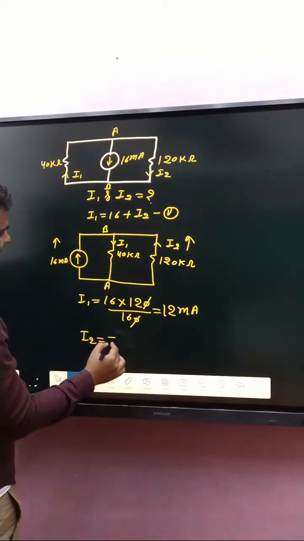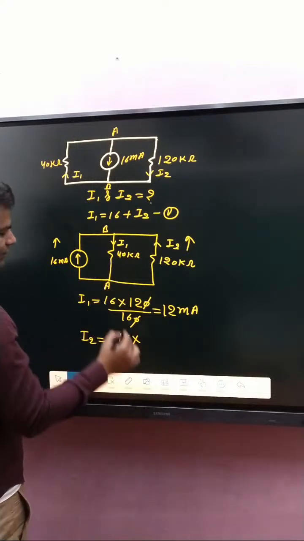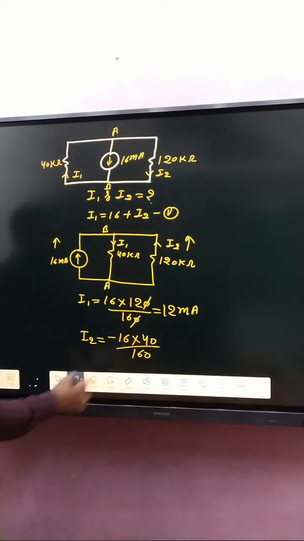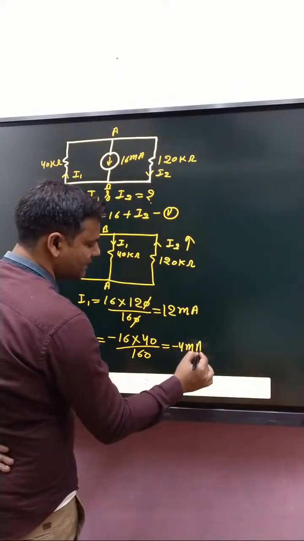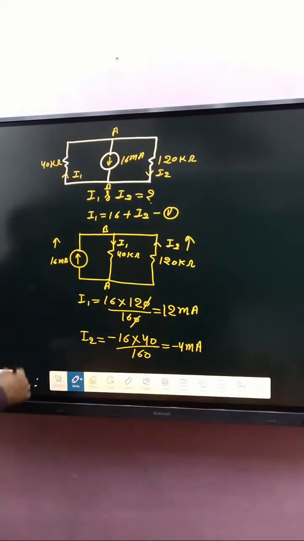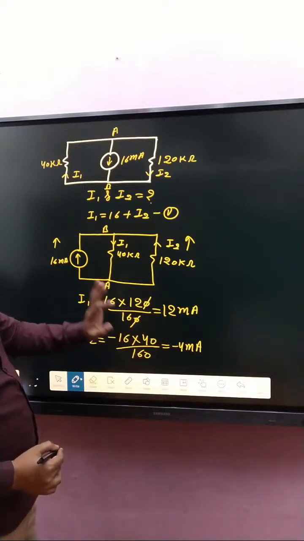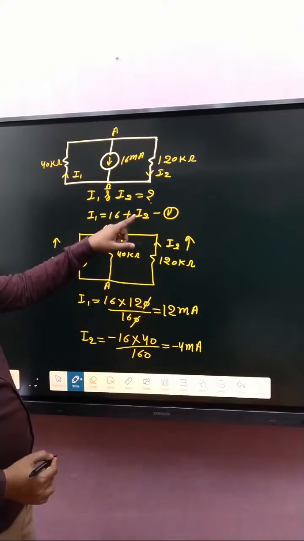So that one is written minus 16 into 40 divided by how much? 160. So 16 and 16 cancel, and we get minus 4 milliampere. Okay, so I1, I2 is how much? That one is 12 milliampere, and that is minus 4. Now, you can use that equation also.